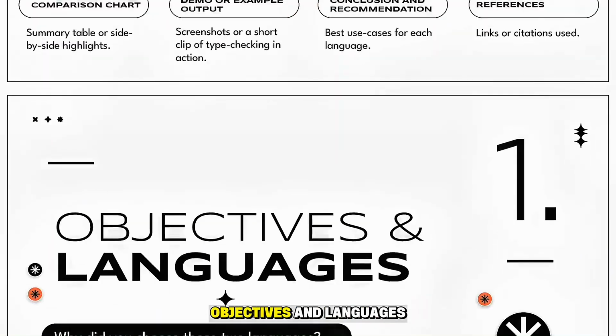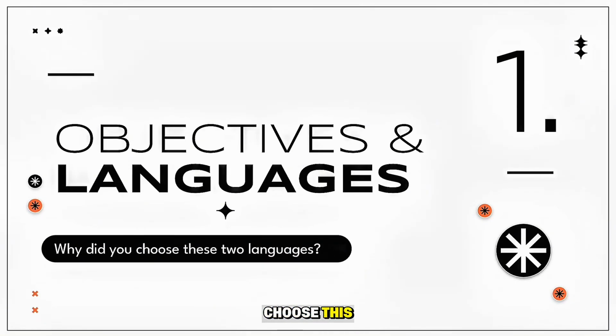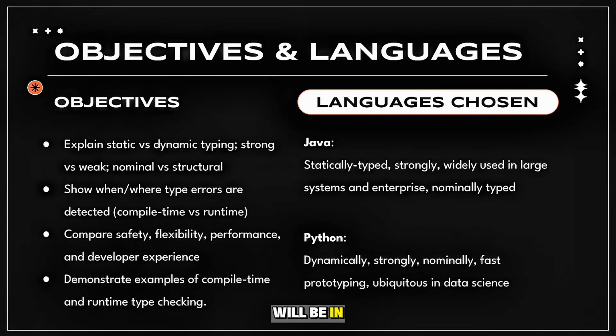And for the objectives and languages, why did we choose this? The main reason is to be familiar with it because these languages will be in our practical exam soon. For the objectives, explain static versus dynamic typing, strong versus weak, nominal versus structural. We will also show when and where type errors are detected, compile time versus runtime, compare safety, flexibility, performance, and developer experience, and lastly is to demonstrate examples of compile time and runtime type checking.